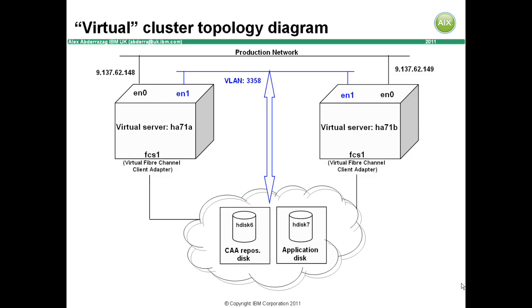PowerHA 7.1 is the first version to use the CAA infrastructure. The CAA disk can be physical or virtual. In my example, it is virtual. In fact, both LUNs are presented using endpoint virtualization technology.